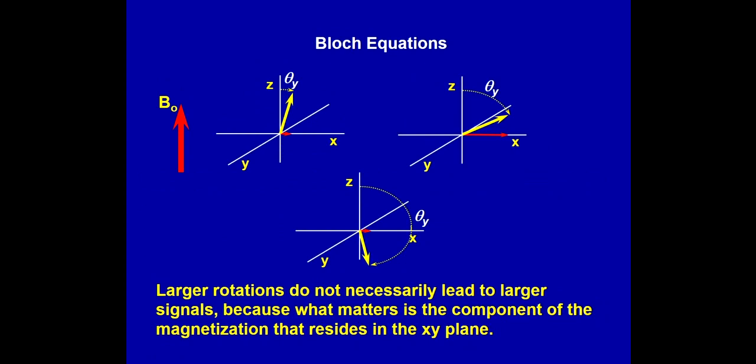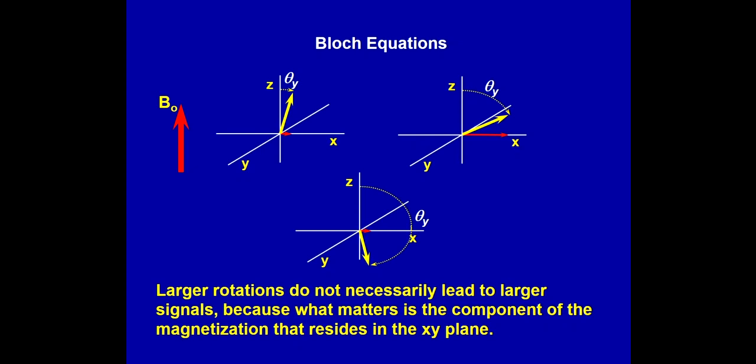Here's an illustration of what I was just talking about. If you rotate into the XY plane, you get the full net Z magnetization vector as your signal. If you rotate a little bit, it's whatever the projection onto the XY plane is. If you rotate a lot, closer to 90, you get more. If you rotate, say, 170 degrees, you get just a little bit again. Because what matters for the amount of signal we get is how much is in the XY plane.